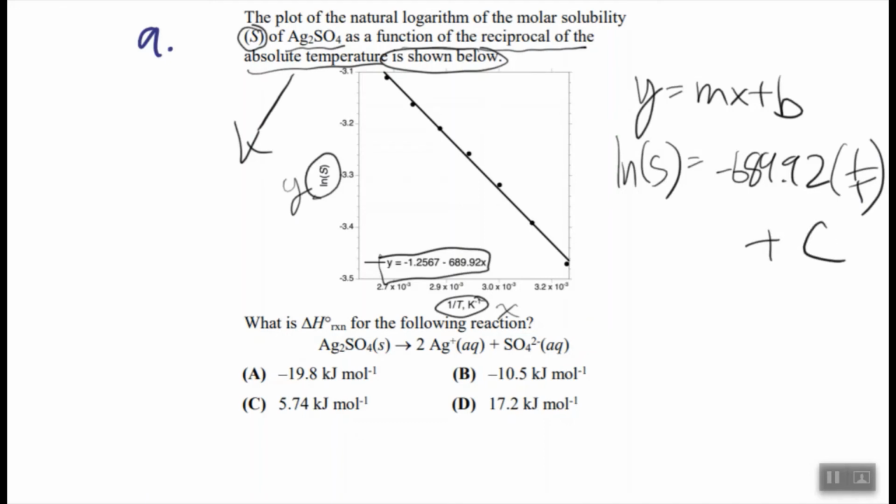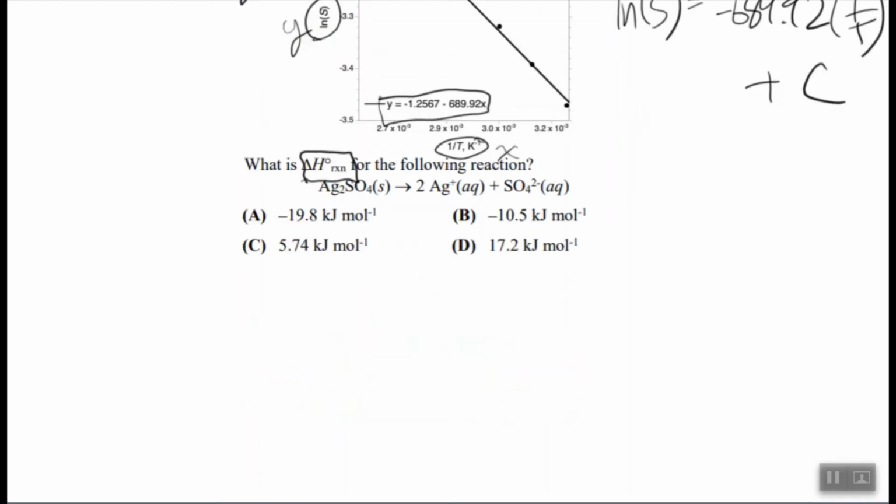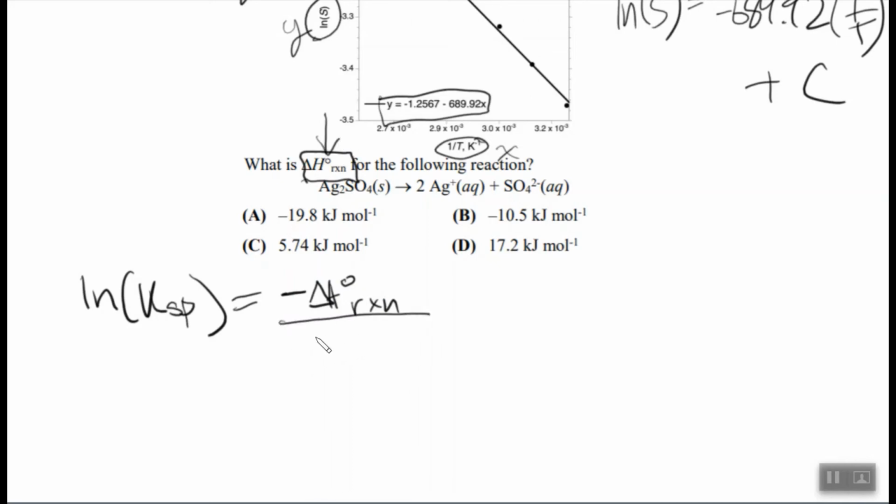But we need to figure out what delta H naught is. Now, how do we find that? Well, there is a way. If you remember from video 10.7, we talked about the van 't Hoff equation, which stated that the natural log of K, and this time let's make it Ksp since we are dissolving stuff and molar solubility is closely associated with Ksp. So, the natural log of Ksp is equal to the negative of the delta H naught of the reaction, and I'm writing naught because they specifically want us to find it, over RT, plus delta S naught of the reaction over R.